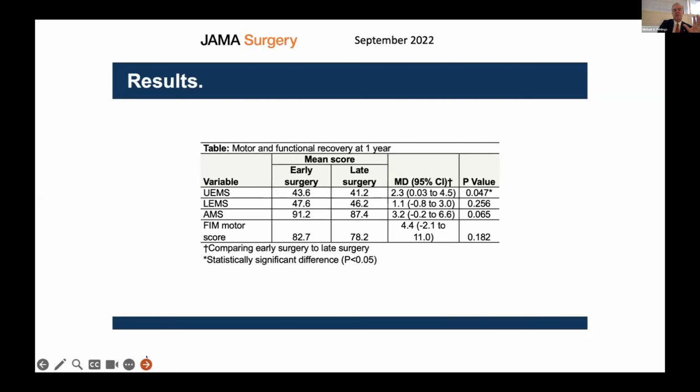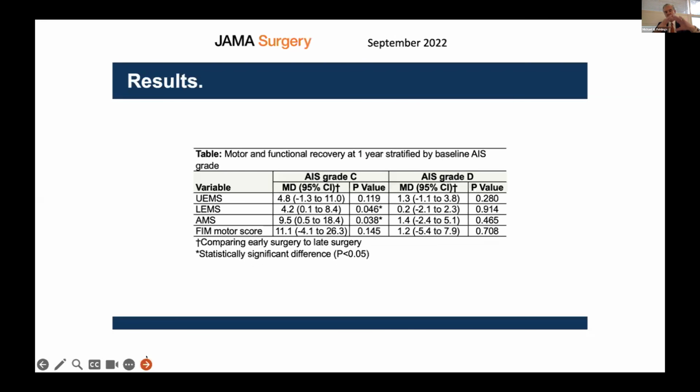upper extremity motor scores. But when you parse this out, the biggest effects were seen in the patients with more severe injury, the ASIA grade C patients. And the effects were less clear for the milder injuries, ASIA D.